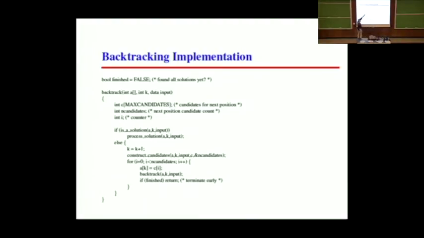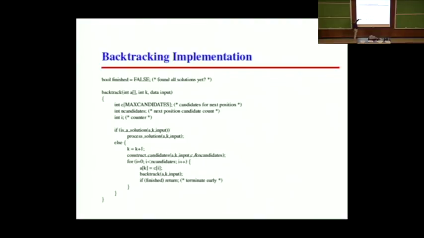If my current solution vector A, filled up to the first k solutions, is a solution, then do something with it, whatever you wanted to do with it in the first place. If not, k goes to k plus 1. Call a subroutine to construct what are the candidates for the now kth position given A. Fill in the candidates over in this array C and tell me how many of them there are. That's what this is really going to say.